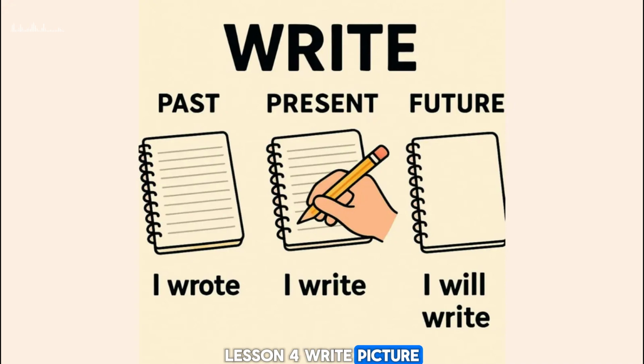Lesson 4. Write. Picture number 4. The verb is write. Past, the notebook is finished. We say, I wrote. W-R-O-T-E. Wrote is past tense. Present, writing in the notebook now. We say, I write. Future, a clean notebook is ready. We say, I will write. Simple. Wrote, write, will write.